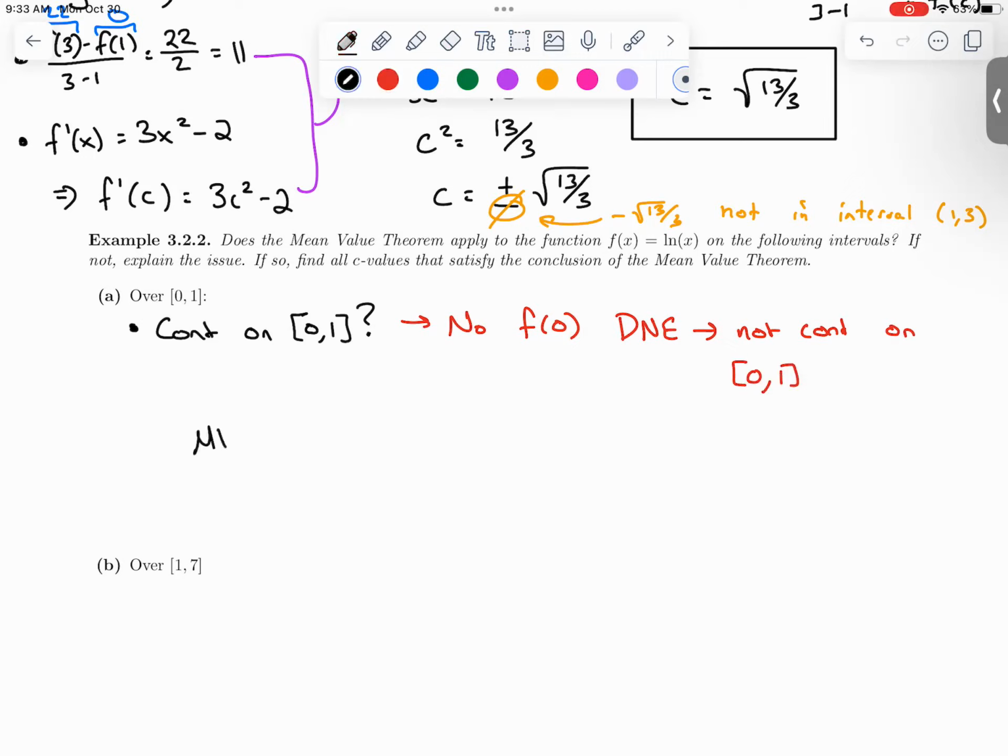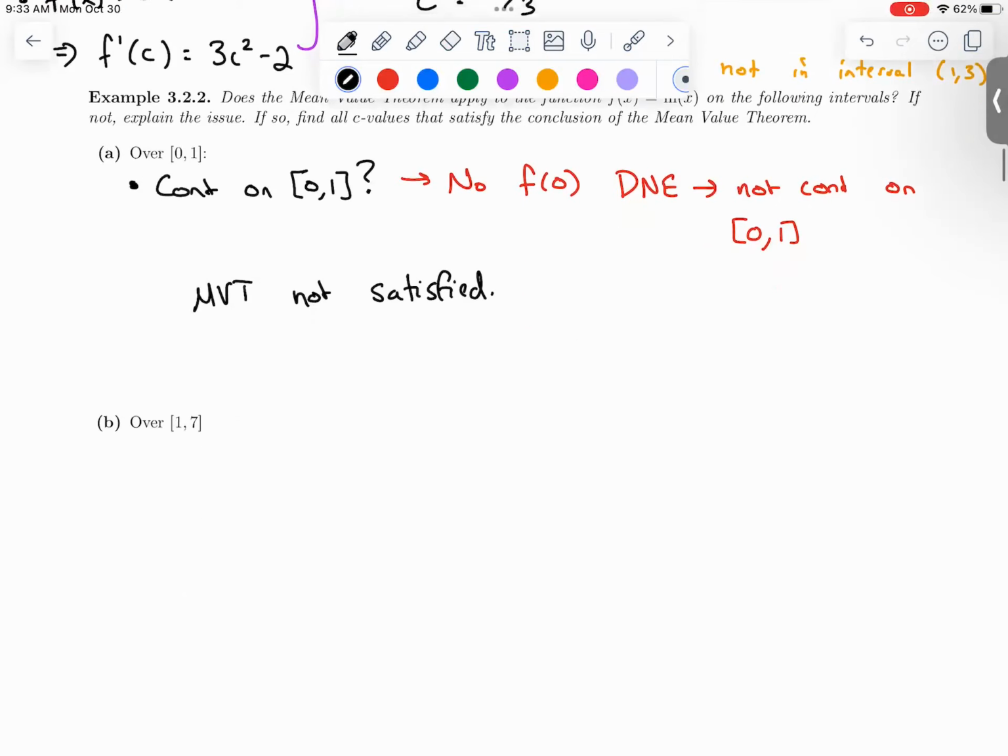So MVT not satisfied for that interval. But if it was 0.1 to 1 or 0.05 to 1, then it would be. The mean value theorem would be satisfied on the interval 0.5 to 1 or 0.0001 to 1. It's just that 0 on the left-hand side that causes so many issues for us. However, on this one, just to save us some time, we can still write it.